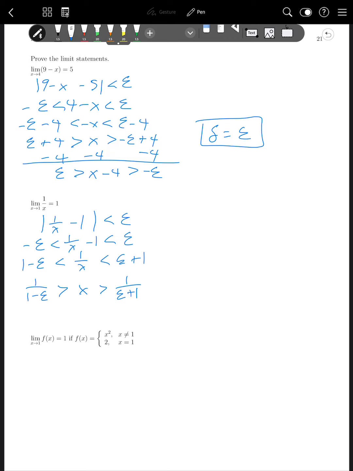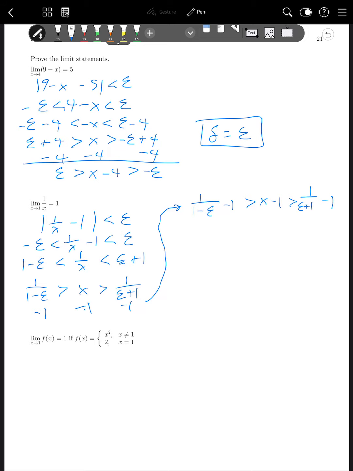Okay, and now we need to get the negative 1 in there. So we want to subtract 1 from all these pieces. Okay, and so that gives me 1 over 1 minus epsilon minus 1 is greater than x minus 1, which is greater than 1 over epsilon plus 1 minus 1. And now we may want to make this a little easier to deal with, but you probably could leave it alone.